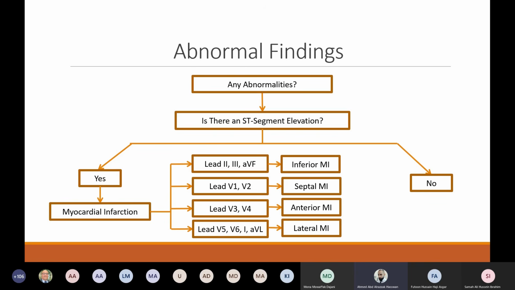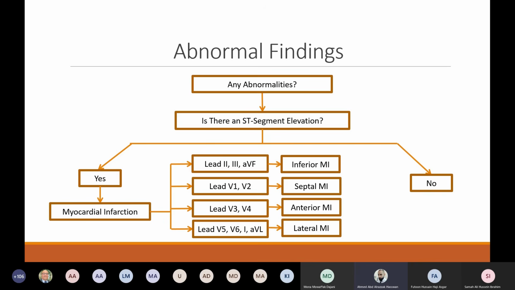Now, do we have an ST segment elevation? Of course, first of all, we have to suspect this from the history. So a patient will be presenting with typical signs and symptoms of chest pain, signs of MI. If we have ST segment elevation, then there is a myocardial infarction, which we call STEMI, or ST segment elevation myocardial infarction. You might hear this term here and there. So STEMI means a myocardial infarction that causes an ST segment elevation.